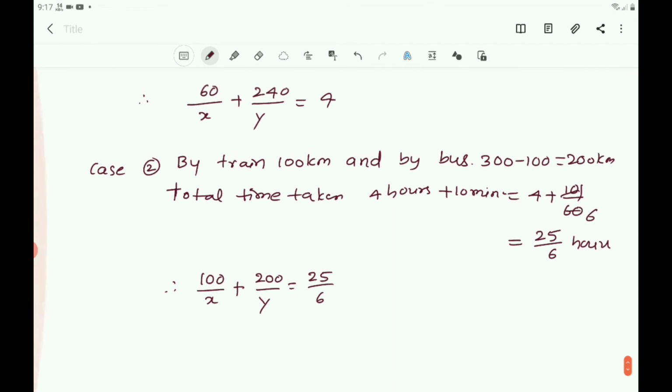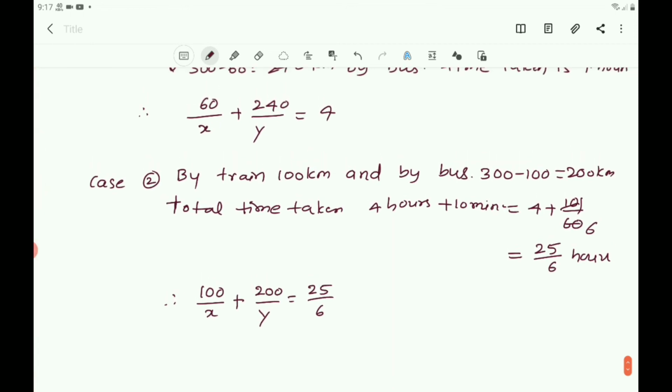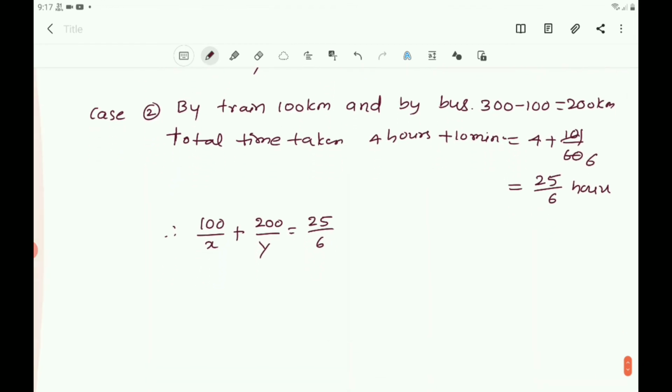Now take them as a pair of equations. The first equation is 60 by x plus 240 by y.